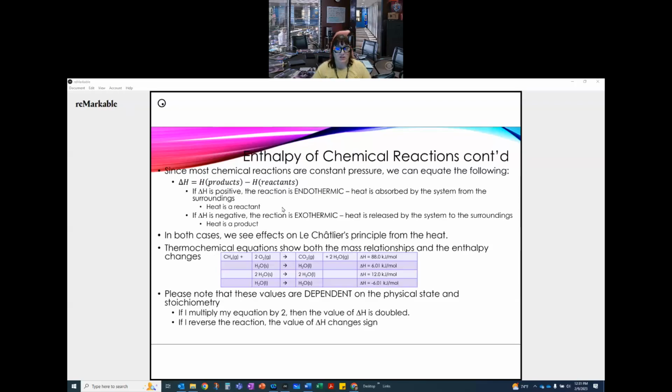Since most chemical reactions are constant pressure, we can equate the following. The delta H is equal to the H for the products minus the H for the reactants. We'll get back to what that means in a few minutes. Now, if delta H is positive, the reaction is endothermic. So I'm taking in energy from the surroundings. Delta H is positive. Okay.